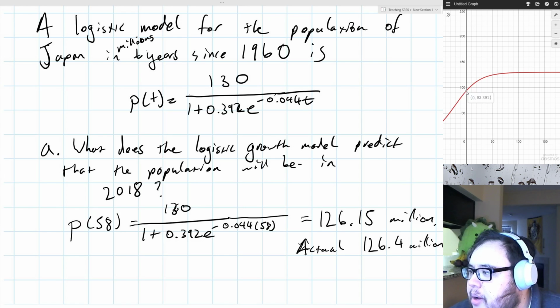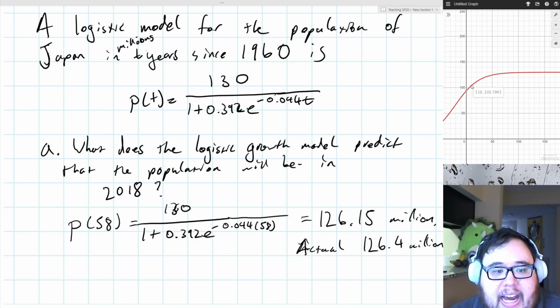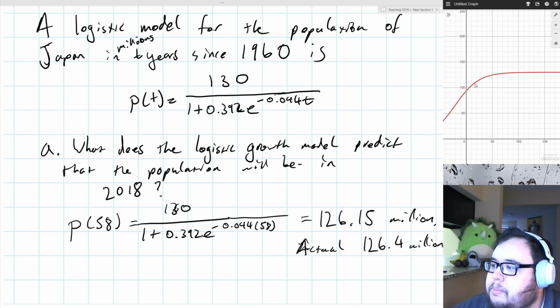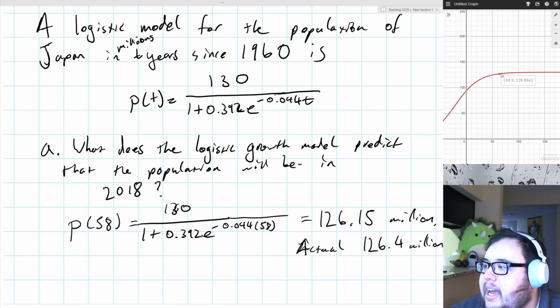All right. In 1980, the population, according to this model, would be 103.8. The actual population in 1980 was 103.7. So this model is accurate for that 1980 date and also takes into consideration that they're reaching this carrying capacity, and so is also accurate for this date here.